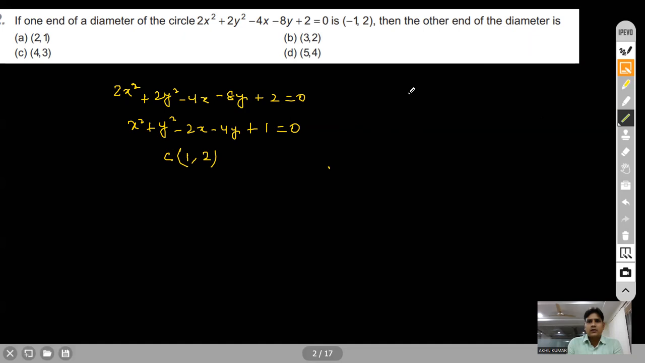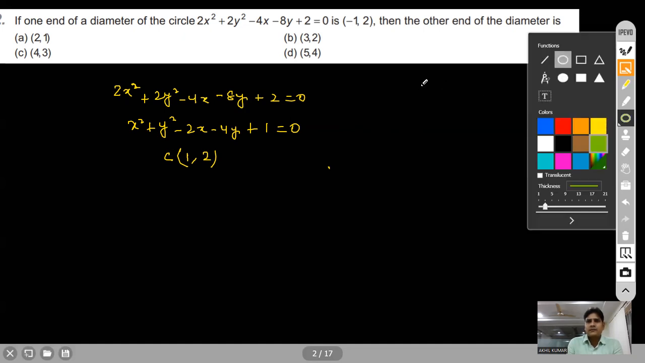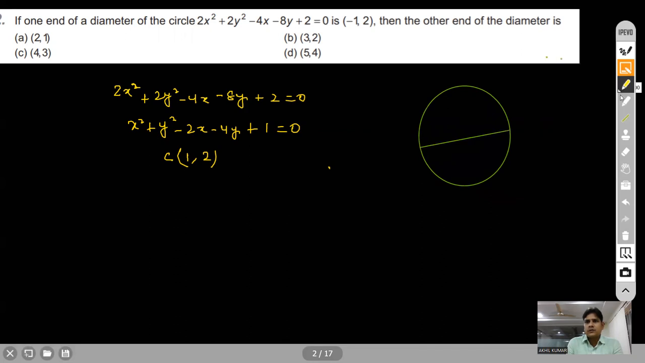Now, let me draw the circle itself. Let me draw its diameter also. Now, let this AB be the diameter. We know one end of the diameter, that is minus 1 comma 2. Okay. And we have to find the coordinates of this B. So let me assume it as a comma b. And we know the center of this circle. What is that? 1 comma 2. The center of this circle is 1 comma 2.